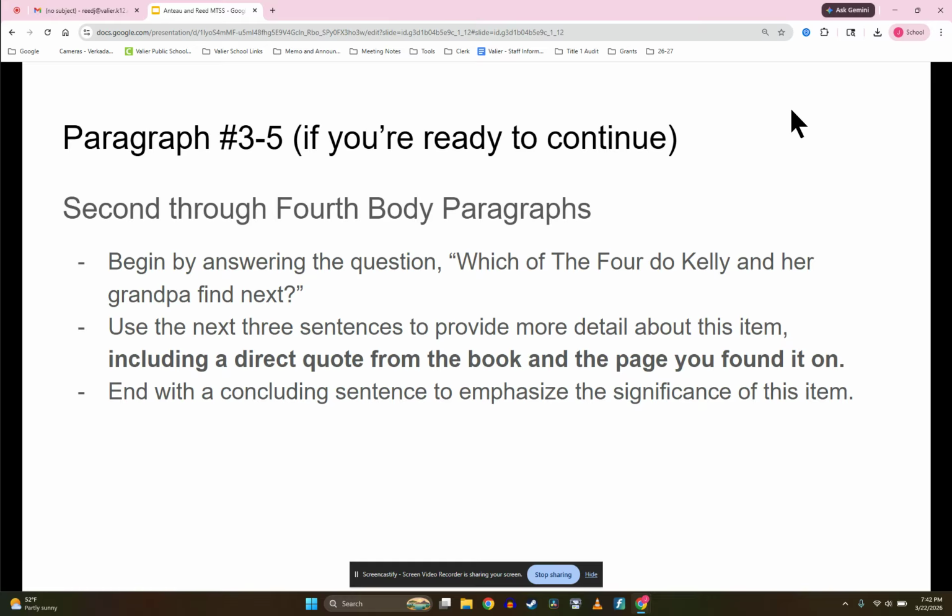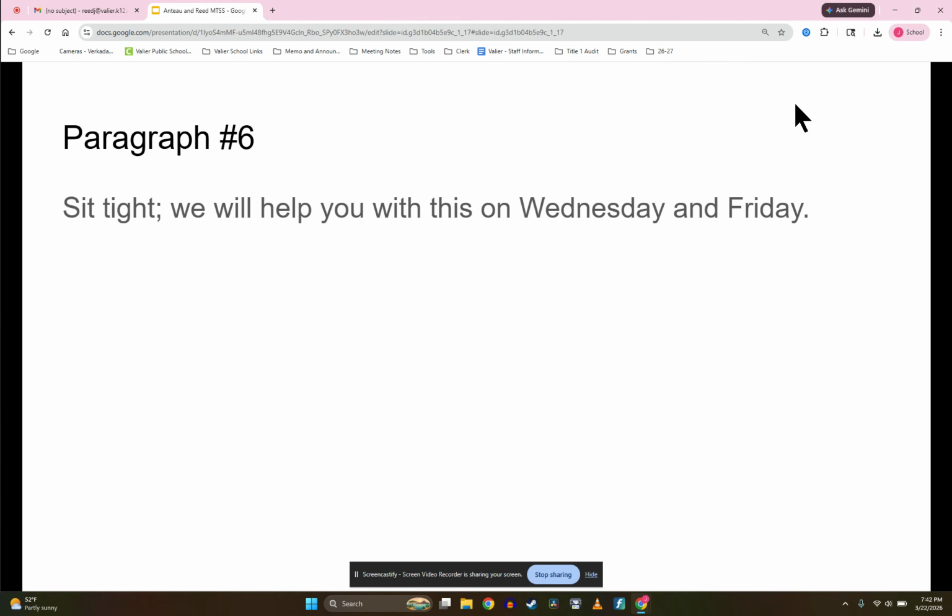For paragraphs 3 through 5, you will begin by answering the question, which of the 4 do Kelly and her grandpa find next? Use the next 3 sentences to provide more detail on what they found, including a direct quote from the book and the page you found it on. You will end each of these paragraphs with a concluding sentence to emphasize the significance of the item that they found. And for paragraph 6, this is your conclusion paragraph. Sit tight. We'll cover this on Wednesday and Friday.